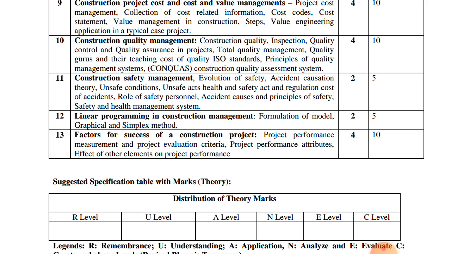Now from the next lecture we start chapter number 1, the new chapter number 1, introduction. In the next lecture we will discuss the construction project: what is a construction project, phases of a construction project, importance of the construction industry, the Indian construction industry, need of construction management, and stakeholders of construction management. All these things are discussed in chapter number 1, introduction.